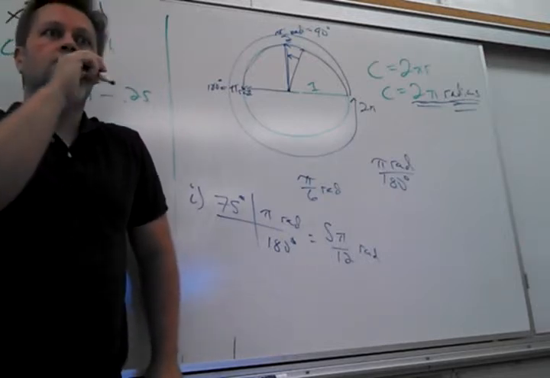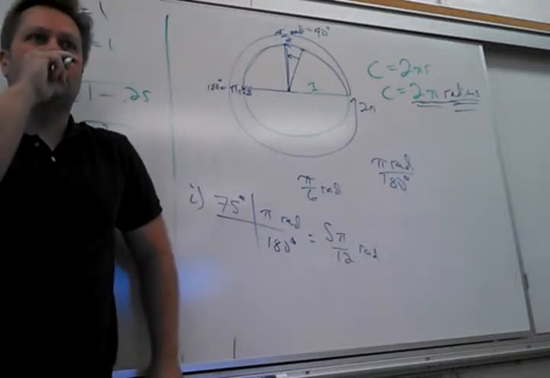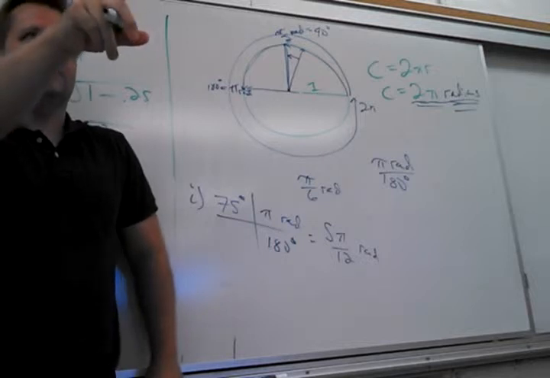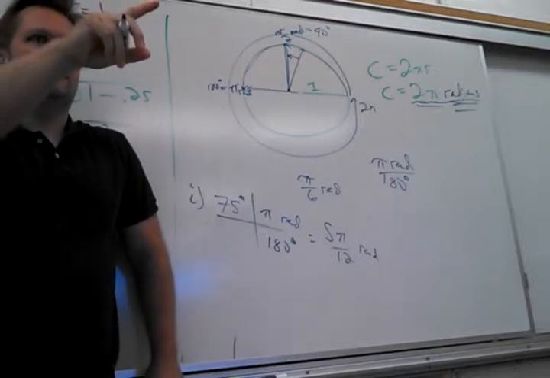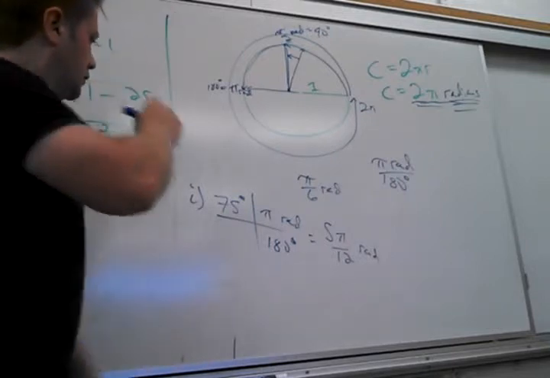So every 15 degrees is 1/12 pi. Hey, look at that. I love it. So every 30 degrees is 1/6 pi radians. So how about the other one?